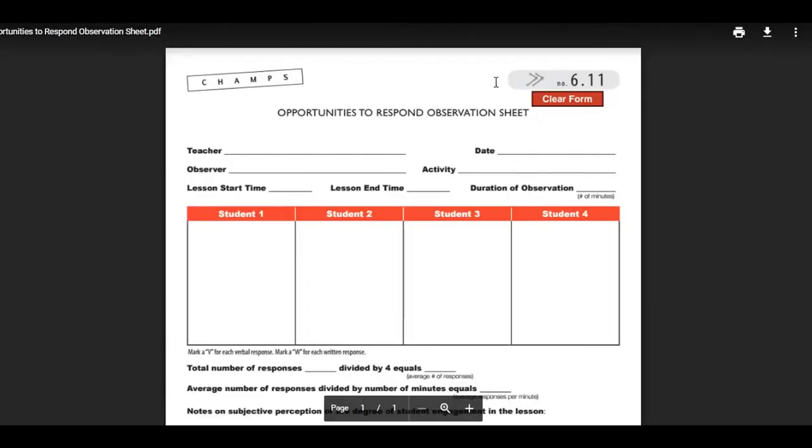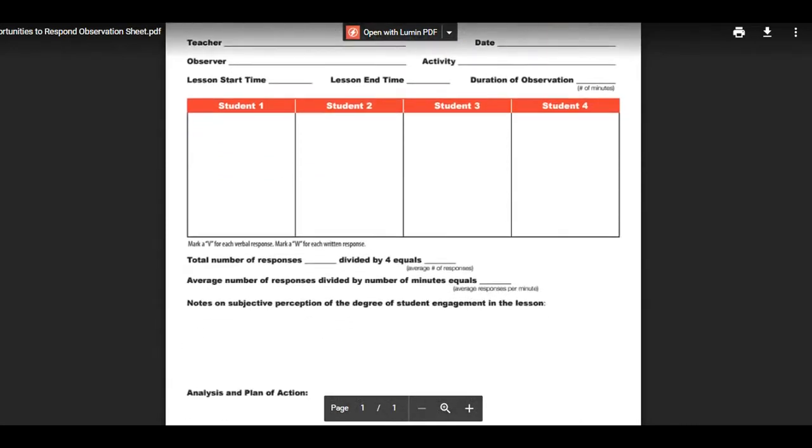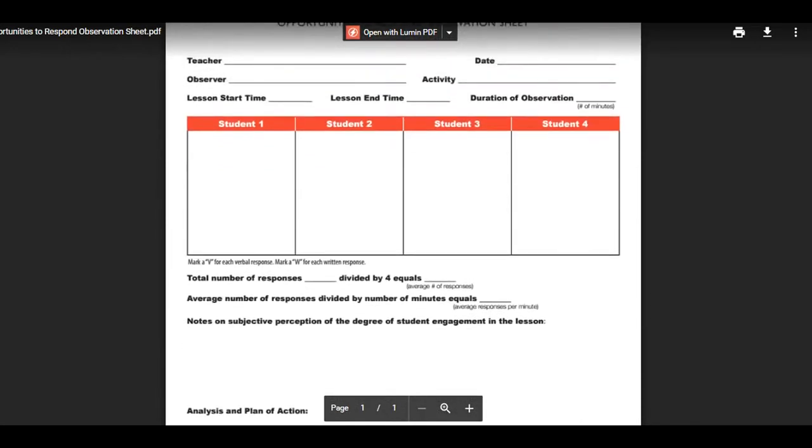You're focusing on 3 to 4 students, and you're determining the average number of responses per minute. The sheet gives pretty clear directions on how to do that. You're basically taking the total number of responses and dividing it by 4, which gives you the average number of responses. And then you're thinking about the average responses per minute, and then some notes on the perception of how the student was engaged in the lesson.